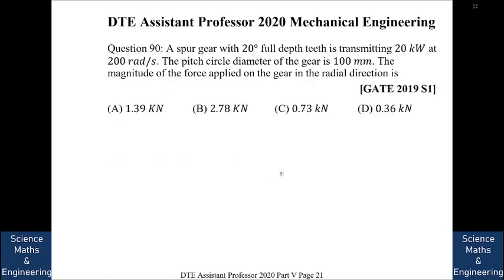Next question. A spur gear with 20-degree full depth teeth is transmitting 20 kilowatt at 200 radian per second. The pitch circle diameter of the gear is 100 millimeter. The magnitude of the force applied on the gear in the radial direction is, so the answer is C.